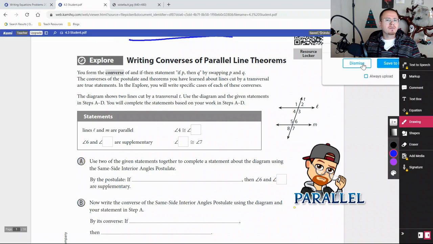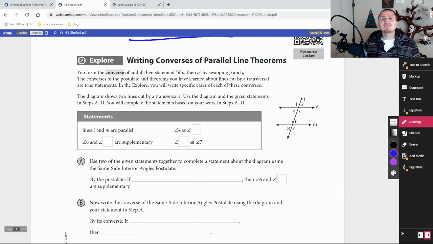So we're going to explore, we're going to write converses of parallel line theorems. So you form the converse. If you don't know what converse is, you should probably look it up. It's not the shoe. You do that by, if a traditional if-then statement, if P then Q, you swap it. So if Q then P. It's kind of like the opposite.